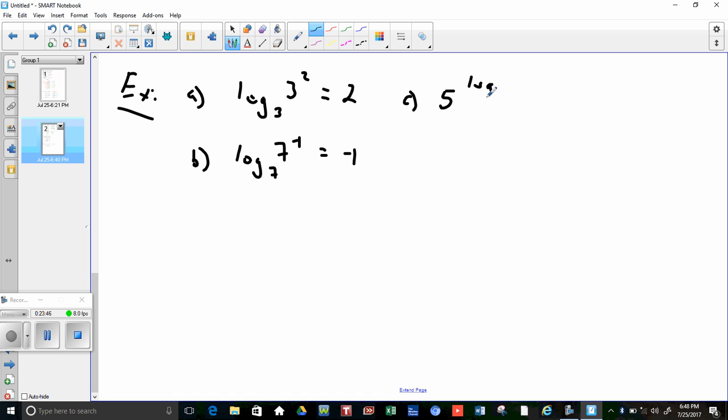5 raised to the log of 3 base 5. The bases here are the same. The argument is the answer. And one more like that. 2 raised to the log of 6 base 2. The bases here are the same. The argument is the answer. Now, these must be the same. This base and this base, they have to be the same. If these are different bases, this property doesn't hold. We have to come up with some other way to solve these.